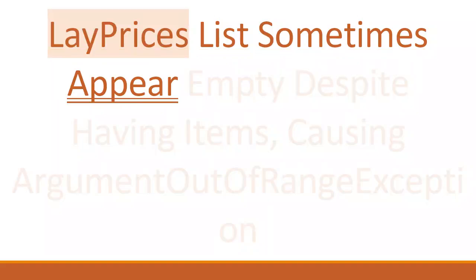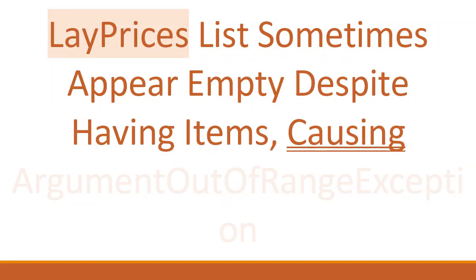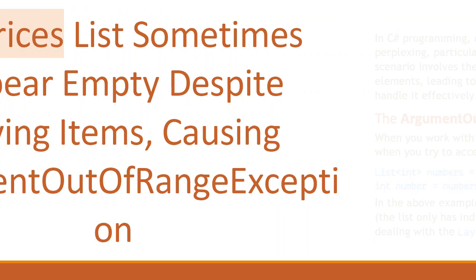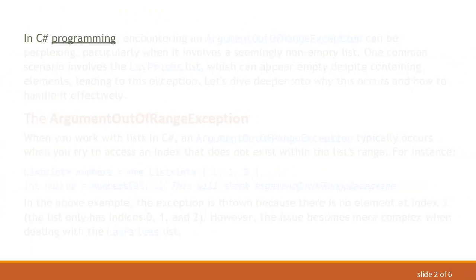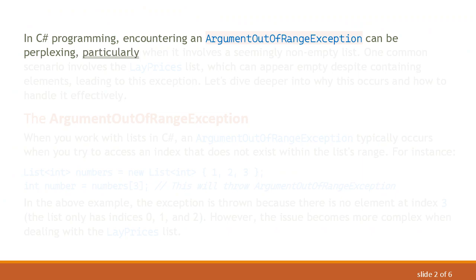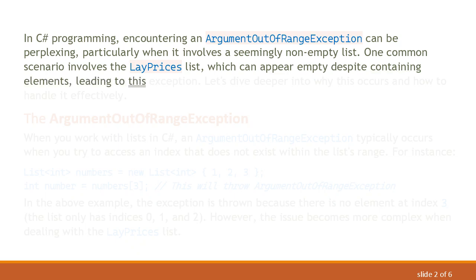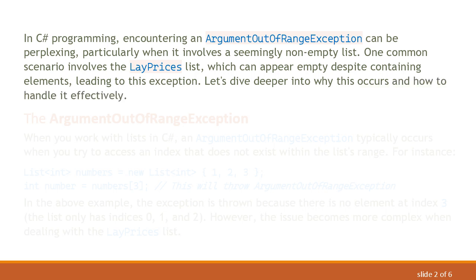LayPrices lists sometimes appear empty despite having items, causing an argument out-of-range exception. In C# programming, encountering an argument out-of-range exception can be perplexing, particularly when it involves a seemingly non-empty list. One common scenario involves the LayPrices list, which can appear empty despite containing elements, leading to this exception. Let's dive deeper into why this occurs and how to handle it effectively.